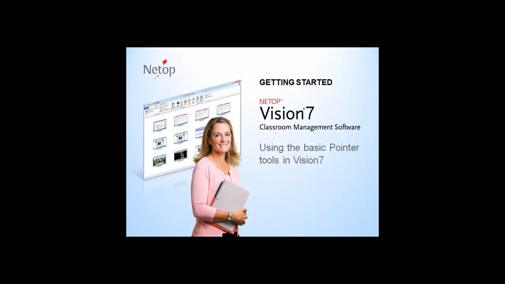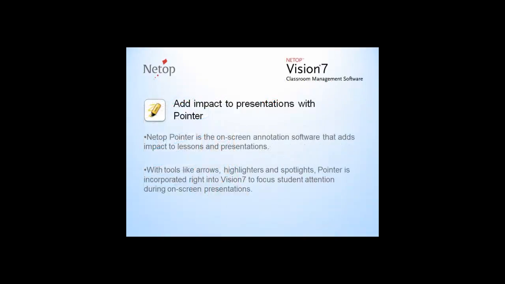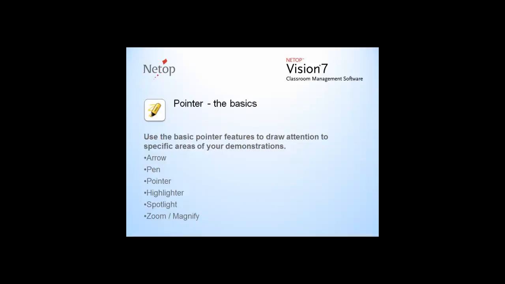Vision 7 lets you add impact to your presentations by using the basic pointer tools. Netop Pointer is the on-screen annotation software that adds impact to your lessons and presentations. With tools like arrows, highlighters, and spotlights, Pointer is incorporated right into Vision 7 to focus your students' attention during your on-screen presentations. The basic features of Netop Pointer are the arrow, the pen, the pointer, highlighter, spotlight, and zoom and magnify.